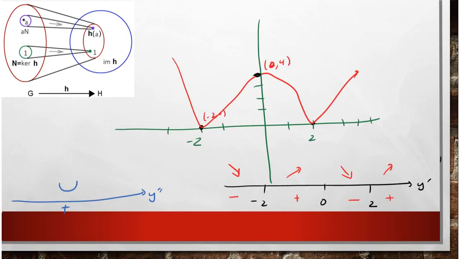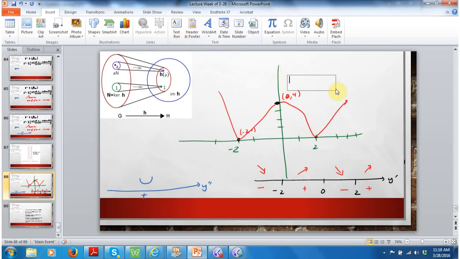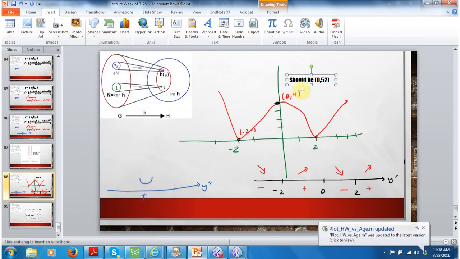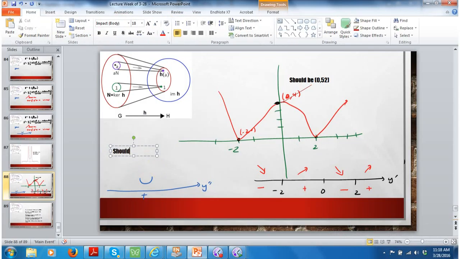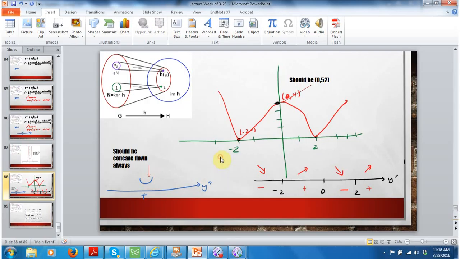So I can just come in here. Actually, I have it the other way around. It should be concave down. Always negative, concave down. And then the slope chart is really where you get your graphing. These are the important points, and up there should be 0.52. And then here it goes up and down. So let me put that as a text box in here. So I obviously made a sign error somewhere. Okay. So that's it.